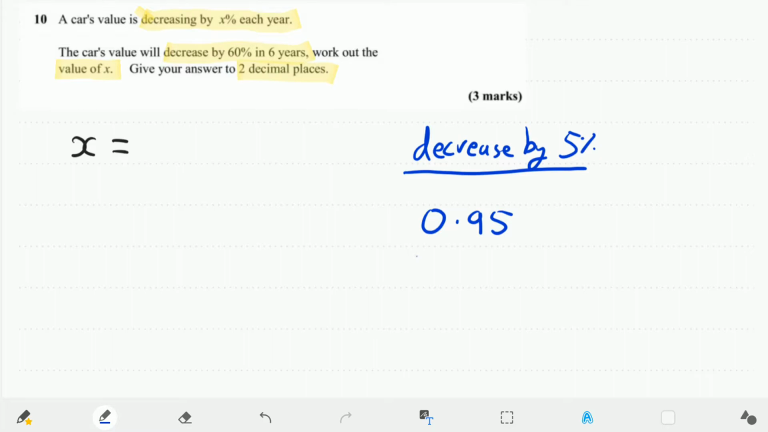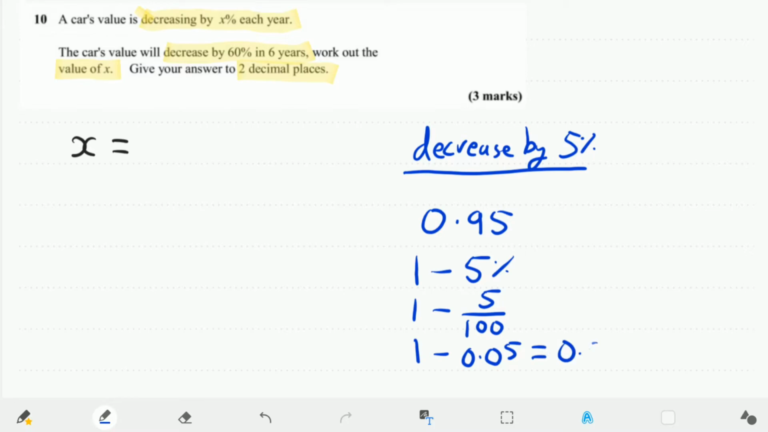Well, what we did here was we did 1 take away 5%, which is the same as 1 take away 5 over 100, because percent means out of 100. And 5 out of 100 is 0.05, so our 1 minus 0.05 would give us 0.95, and that's where we get our 0.95 from. Now we're going to do the same thing, but for the X.